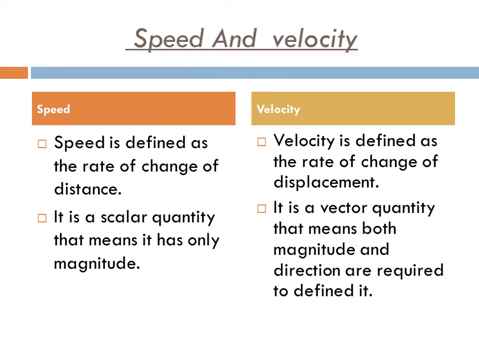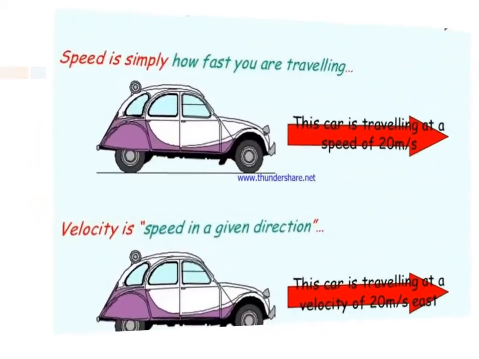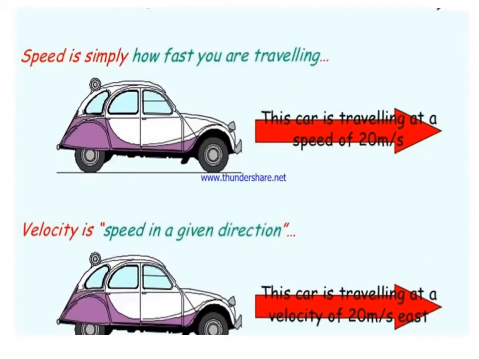Speed is defined as the rate of change of distance, that means distance divided by time, and velocity is defined as the rate of change of displacement, that means displacement divided by time. Speed is a scalar quantity, that means it has only magnitude, but velocity is a vector quantity, that means both magnitude and direction are required to define it. Speed shows how fast you are traveling, while velocity is the speed in a given direction. Speed shows only a magnitude value, and velocity shows magnitude with direction.